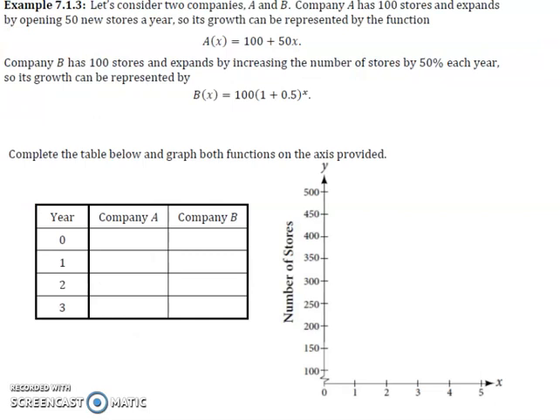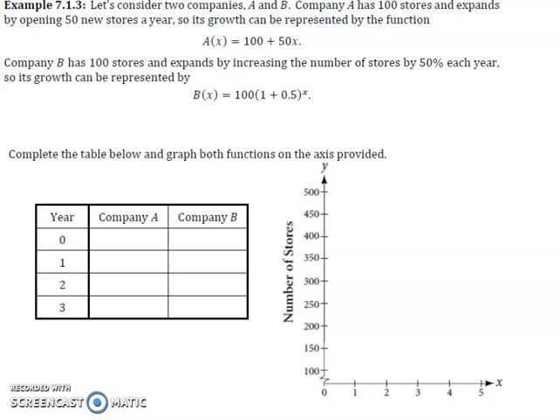Example 713. Let's consider two companies, A and B. A has 100 stores and expands by opening 50 new stores per year. So that's a constant rate of change. Every 1 year, we're adding 50 stores. So year 1, we add 50. At the end of the next year, we add 50. The next year, we add 50. The next year, we add 50, which makes this a linear function, and they have written it for us below.